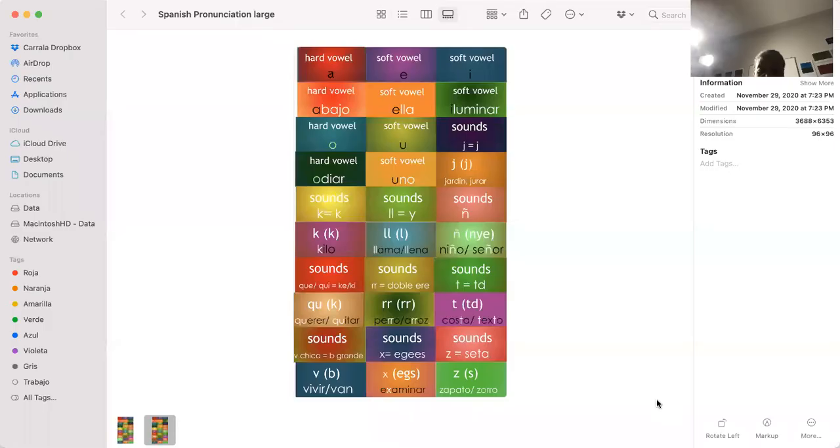Let me share my screen with you so we can continue looking at the pronunciation in Spanish.